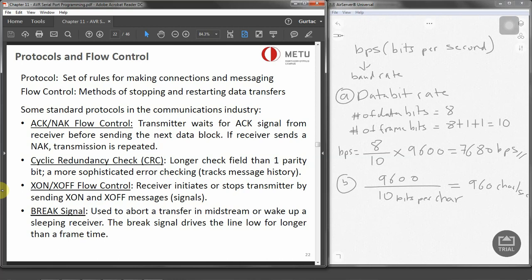So the transmission is then repeated. And CRC, cyclic redundancy check, is a longer check field than one parity bit, so it can check and track the message history to find errors. On-off flow control: the receiver starts or stops the transmitter by sending XON or XOFF messages. So maybe the receiver side is not ready, so it can control when it is going to receive new data. And the break signal is used to break or abort the transfer in midstream, or it can wake up a sleeping receiver. So these are the protocols and the flow control.